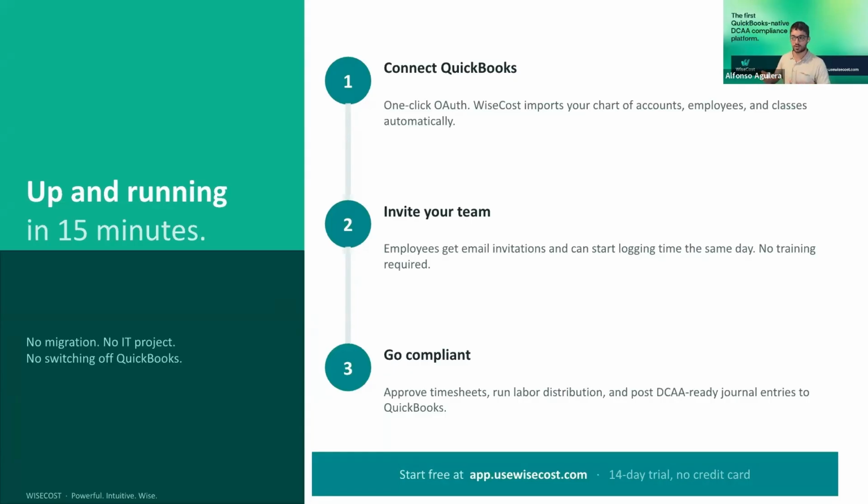When you create a WiseCost account, you connect your QuickBooks account. We will migrate all your information from QuickBooks Online to WiseCost in 2 minutes. We've run all the compliance and security process with QuickBooks Online, so these partnerships allow us to connect directly with your account. Then you invite and onboard your team, which can take a couple of minutes. And then you just go compliant by approving timesheets, running labor distribution, and posting the journal entries.